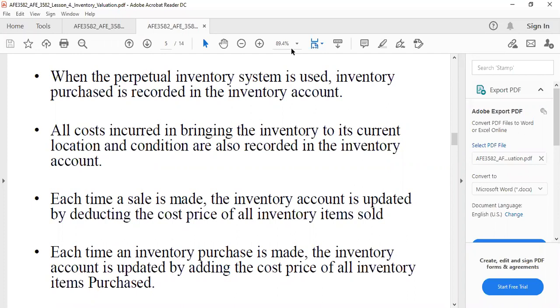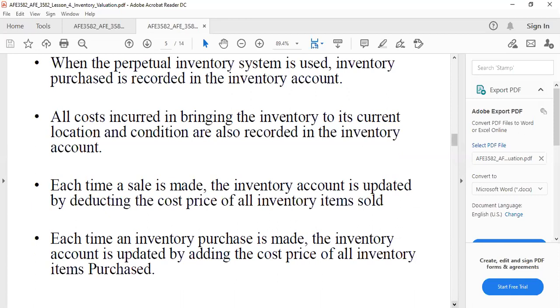Now, after you sold again, you did okay. So after selling the 2 pairs, you decided to buy more stock. When you buy more stock, you still need to update your inventory account. You need to add the cost price of all of the items that you just purchased. Now, this whole thing has to do with the perpetual inventory system.